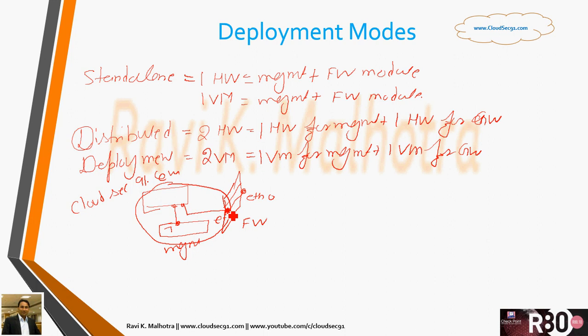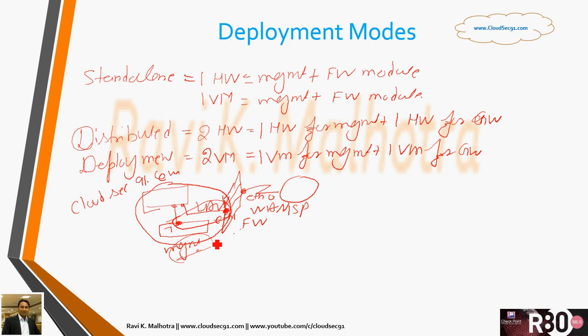This and this are in the same VLAN. This is connected to the ISP router. This is basically your WAN, and this is your LAN. This is the firewall, and this is management. So these are two different components, either two different hardware appliances or two different virtual machines, right?